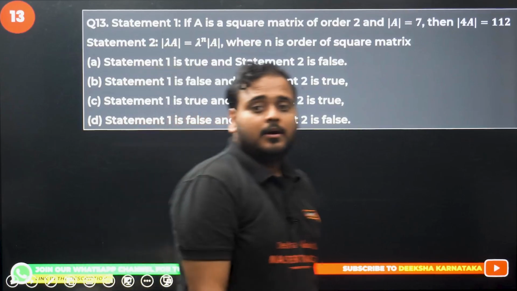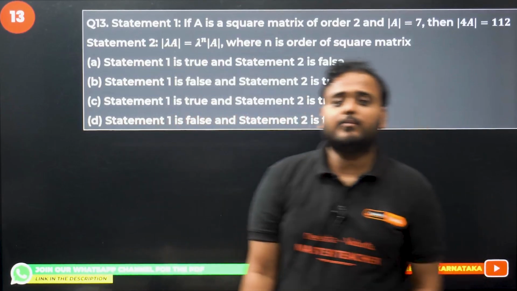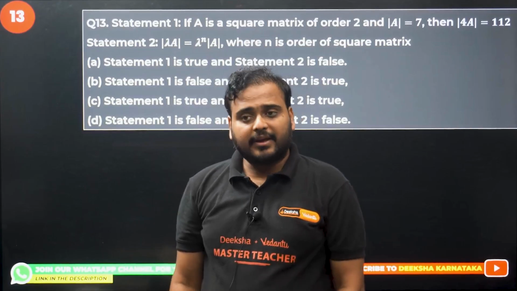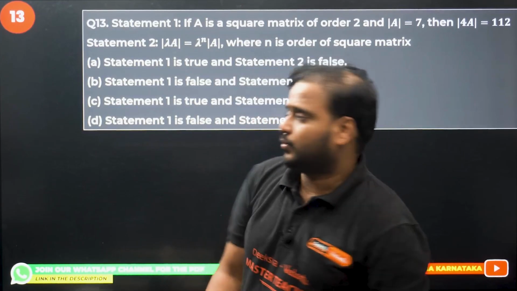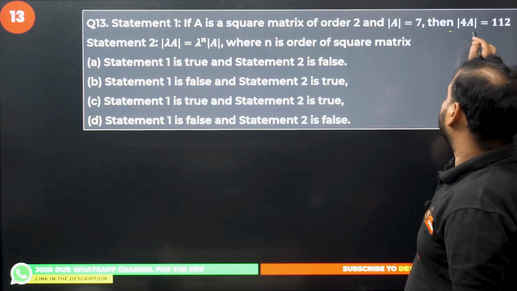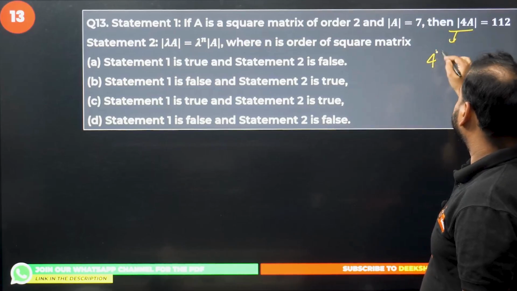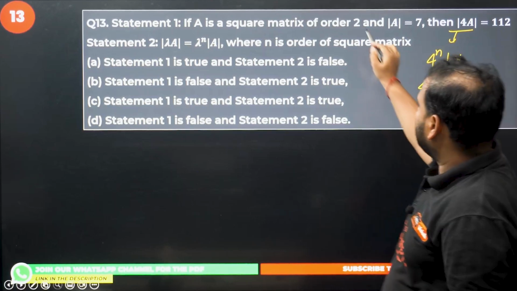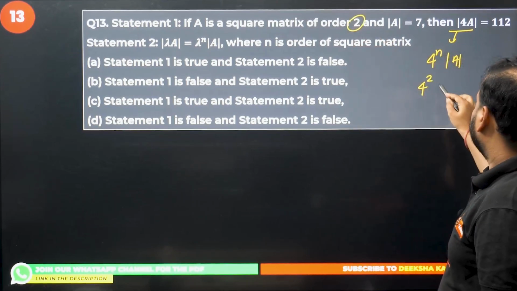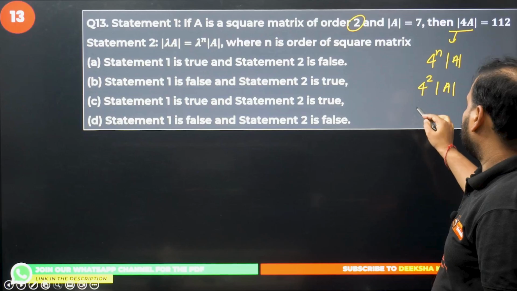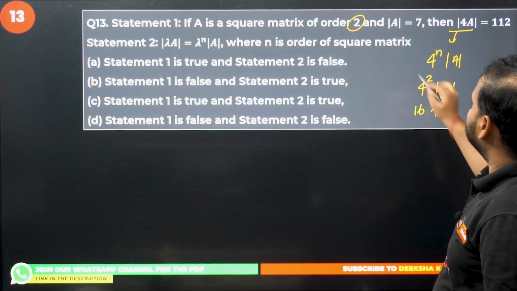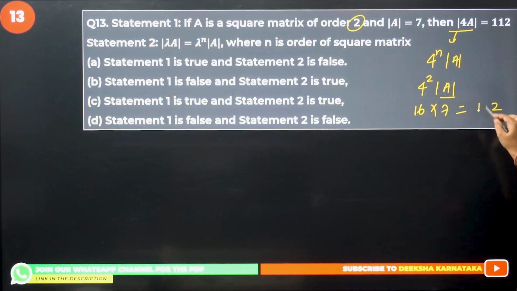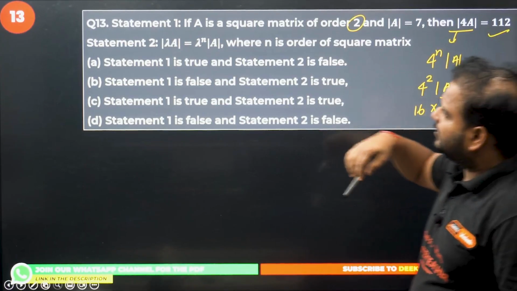13th, okay. Again, a statement-based question. Statement number 1 says A is a square matrix of order 2, determinant of A is 7, then determinant of 4A is 112. Let's check. This property we have to use. This will become what? 4 power n times determinant of A. 4 power 2 is 16, into 7, we get 112 here. Correct. That's right. Same property, correct.